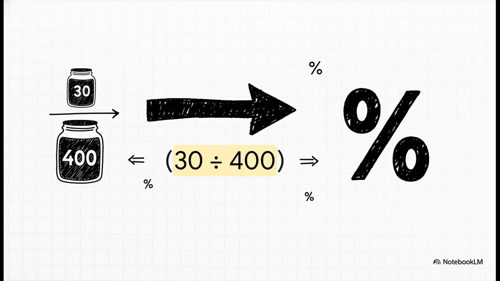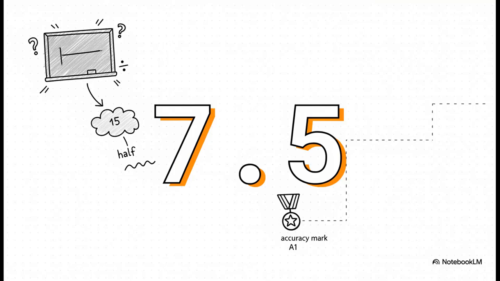So here's the final calculation. We take our 30 small empty jars and we put that over the total 400 jars. We can simplify 30 over 400 by knocking a 0 off the top and bottom, so that's 3 over 40. Then we multiply by 100, which gives us 300 over 40, and that's just the same as 30 divided by 4. So what's 30 divided by 4? Well, half of 30 is 15, and half of 15 is 7.5. And there it is, the final answer, which gets you that final accuracy mark, the A1.